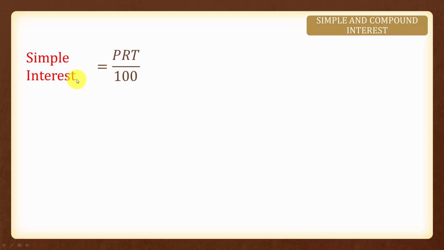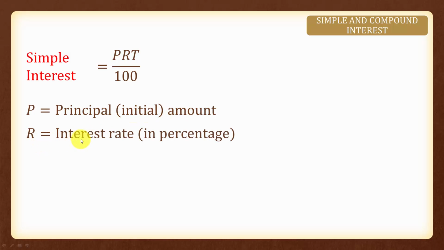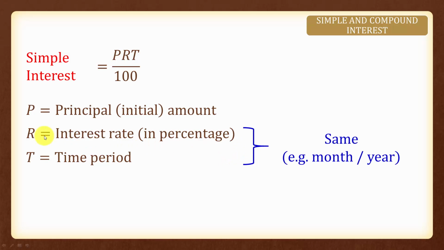Now, simple interest is equal to P times R times T over 100, whereby P is the principal amount, or what we call the initial amount, R is the interest rate in percentage, and T is the time period. If the time period is in months, the interest rate in percentage must also be per month. If the time period is in years, then the interest rate must also be per year.